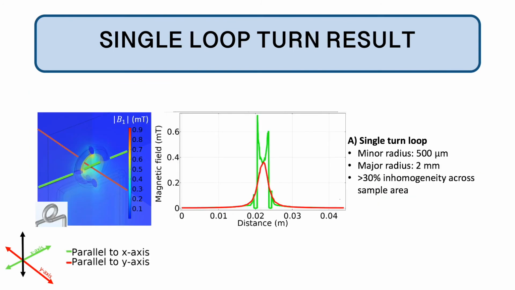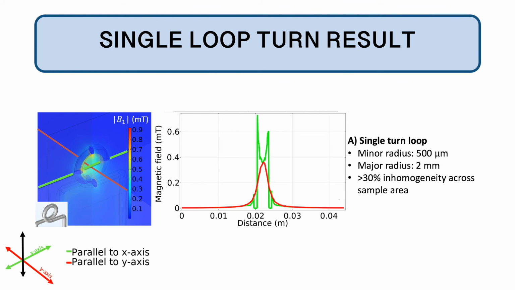Here's an example of one of the results that I got. This is a single loop turn result. A single loop turn is something that you can commonly see in an E&M textbook, and I simulated it on COMSOL Multiphysics. The big color plot picture is a plot of the magnetic field strength in a 3D plot, and then the green and red lines are the cut plane lines of the X and Y axes, where I measured the magnetic field strength going along those lines. So that's what the plot in the center is.